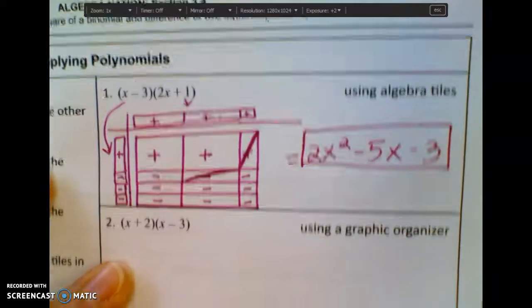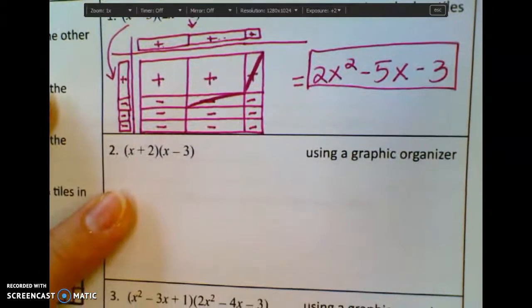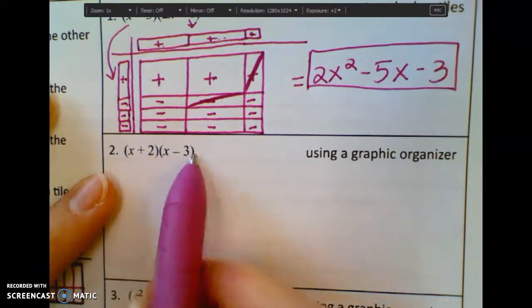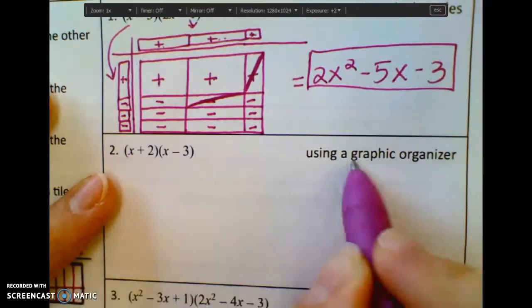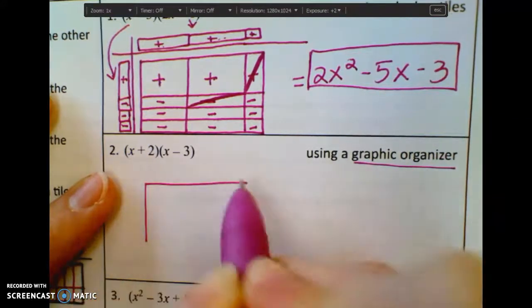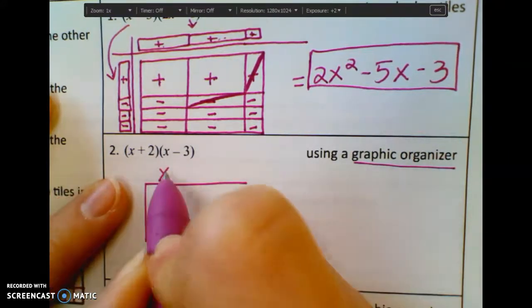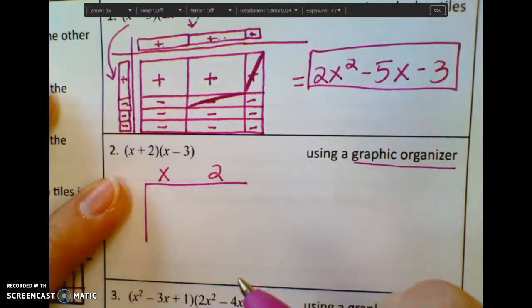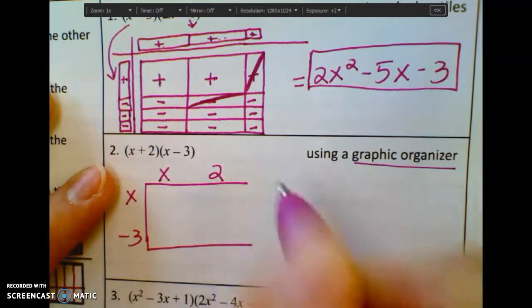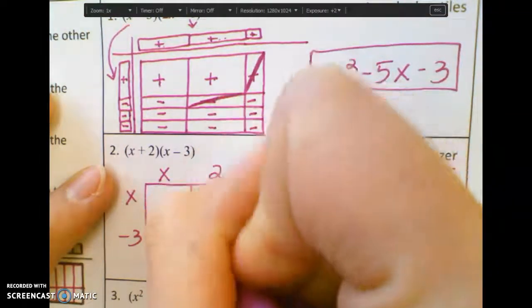Next way I'm going to show you how to model is called a graphic organizer, or we can call it a table. So this is x plus 2 times x minus 3. If we make a graphic organizer, what we're going to do is again kind of draw a grid. On the top we're going to put x plus 2. On the bottom we're going to put x minus 3. But for this we're actually going to make boxes.